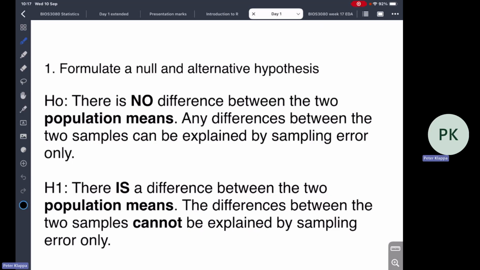We also then formulate a statement to be sure about what happens if the null hypothesis is not accepted. And we say we have this alternative hypothesis, and we say there is a difference between the two population means. So it's the negation of the null hypothesis. The differences between the two samples cannot just simply be explained by sampling error. It looks like they are coming from two different populations. That means if we go for the alternative hypothesis, we say, yes, there is an effect of the drug compared to the placebo.